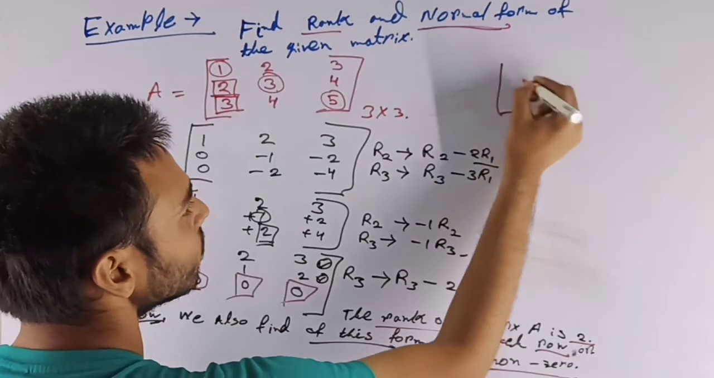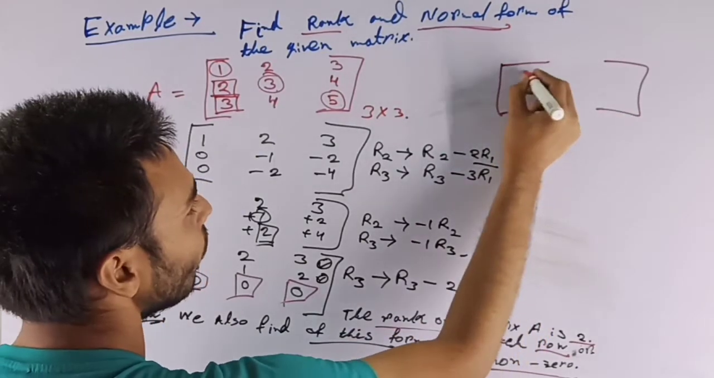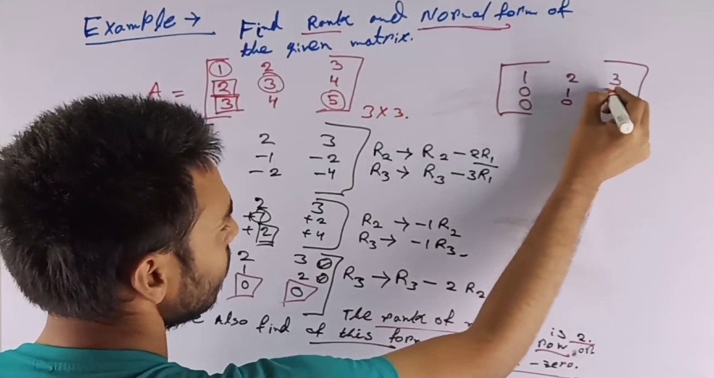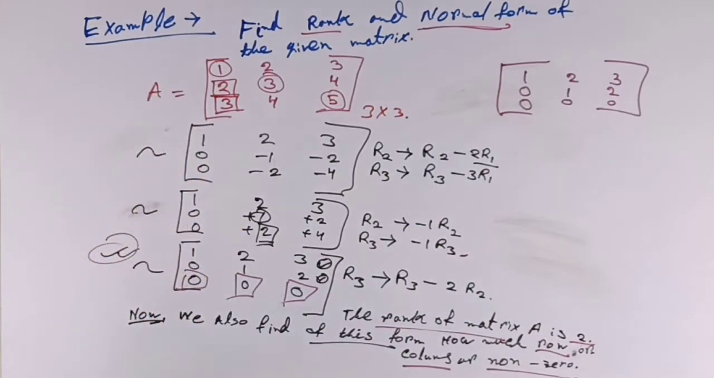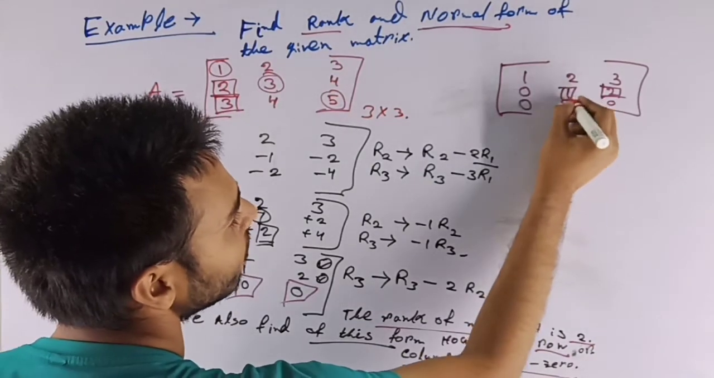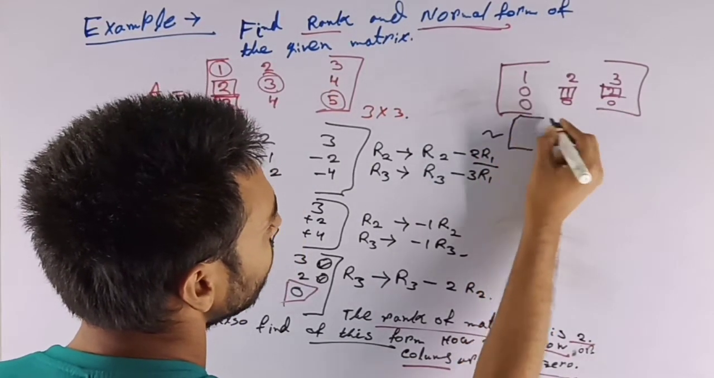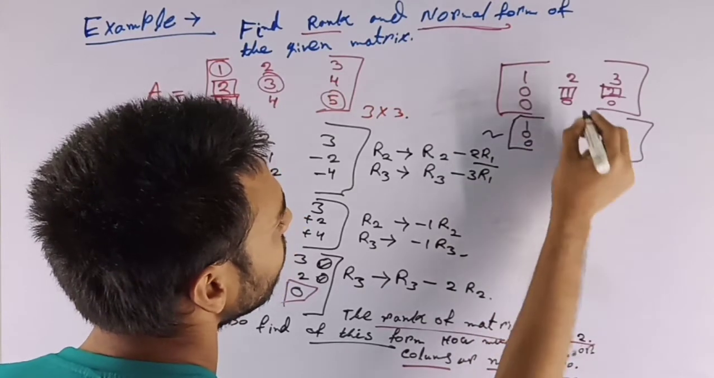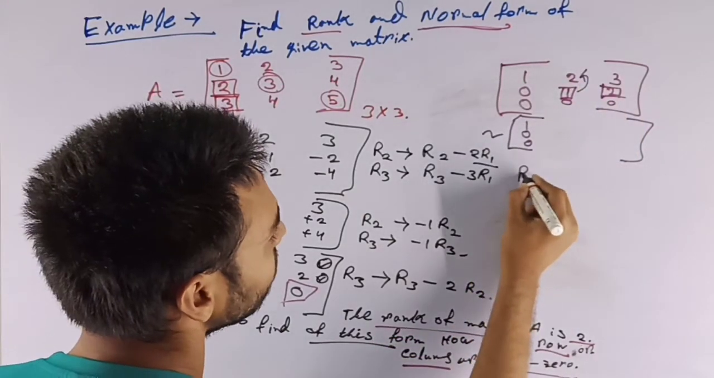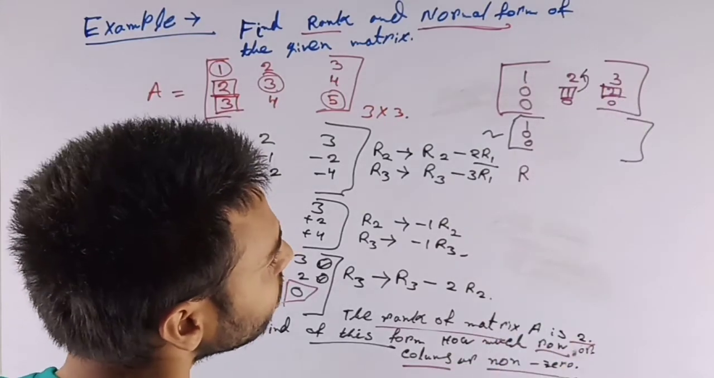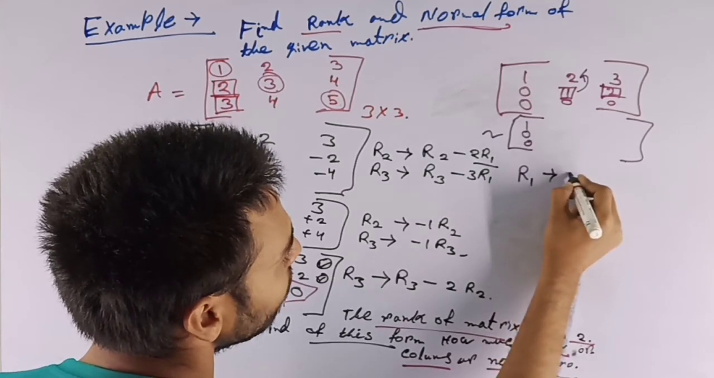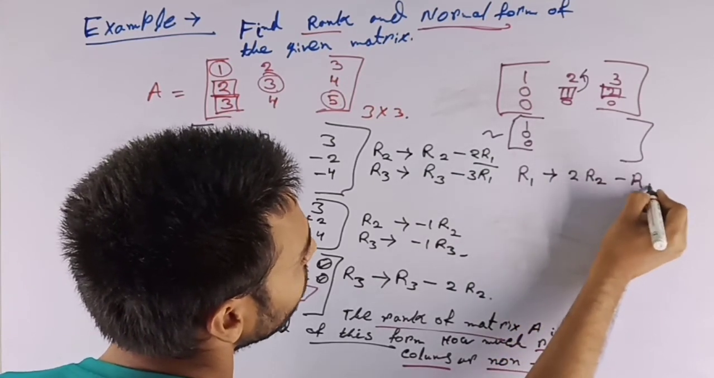Now I find the normal form of this. So I write it again: 1 0 0, 2 1 0, 3 2 0. And now the operation: the first row is not changing, 1 0 0, so R2 is interchanging by 2 times R2 minus R1.